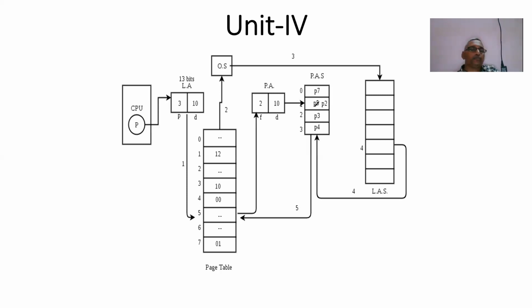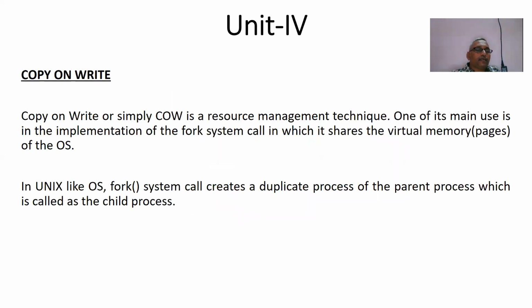Next, we move to copy on write. Copy on write, or simply COW, is a resource management technique. One of its main uses is in the implementation of the fork system call, in which it shares the virtual memory of the operating system. In Unix-like OS, the fork system call creates a duplicate process of the parent process, which is called the child process.